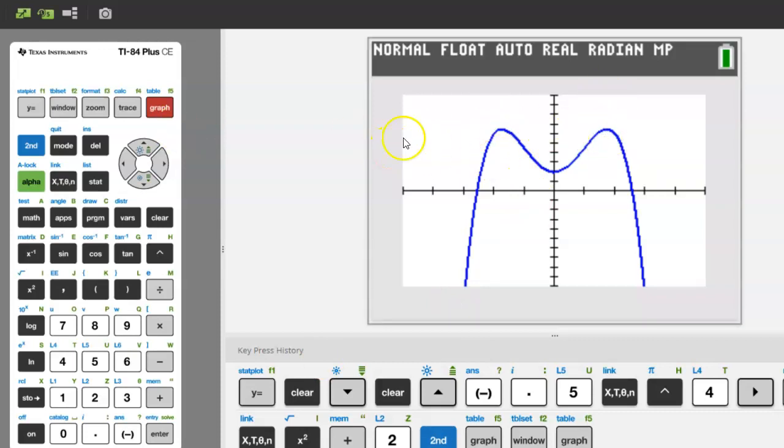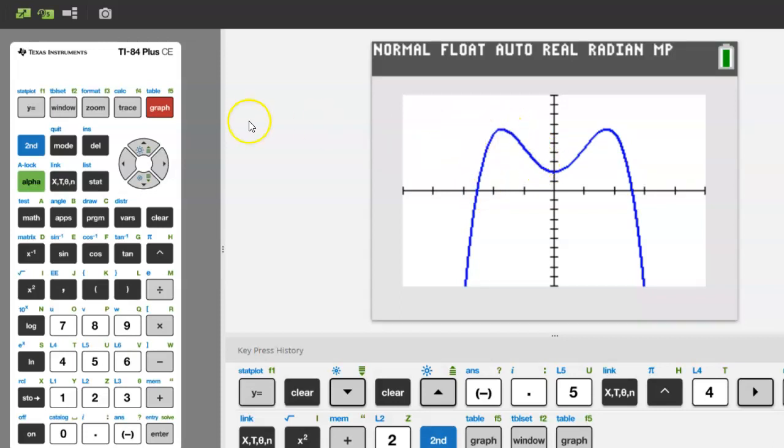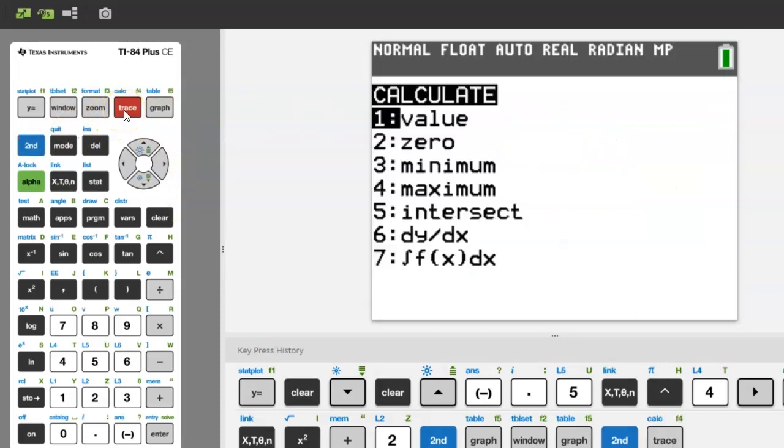So to find those spots, if you notice, it changes direction. It goes up, it hits that point, and then it comes down again. So that is a relative maximum. To find that, we're going to go to second and trace. Don't click the trace button, click second and trace. We're going to go down now and we're going to select maximum.